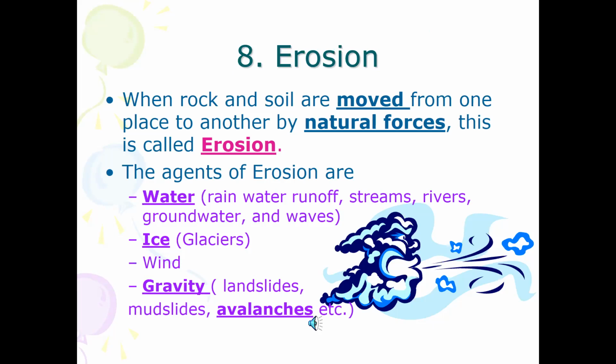But water is the biggest agent of erosion. Rain, streams, rivers, waves, oceans, all that movement of water, groundwater as well, all that movement of water is constantly causing erosion to occur, taking sediment from one place to another.